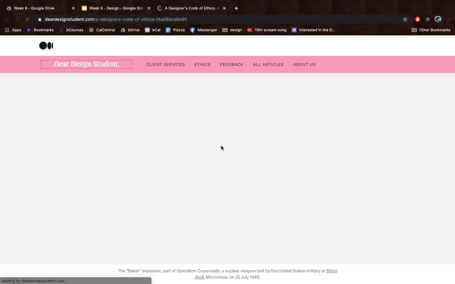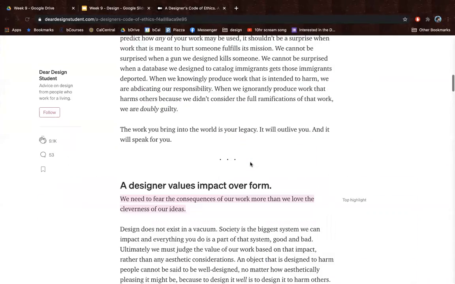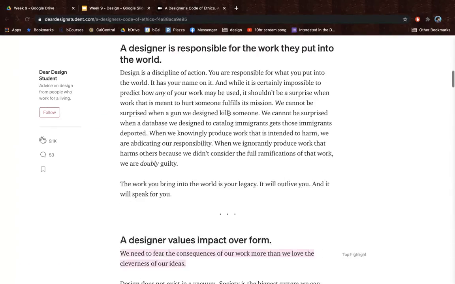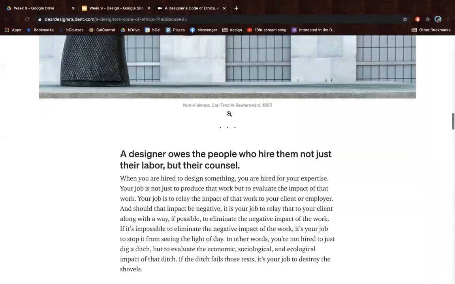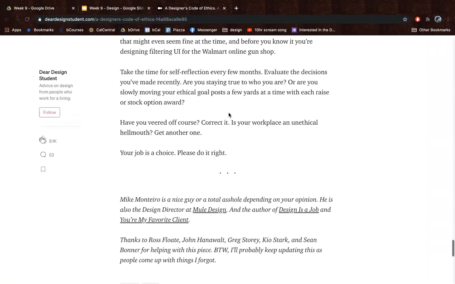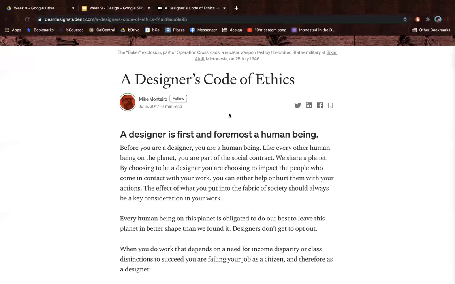Here's a super great resource about designing ethically. It's called Dear Design Student. We can open it and take a look at it. Basically, it has tons of articles here. You can read through this, but it's in general a great handbook and a great way to think about designing. I think this first line is super important in the note that I'm going to leave you on.